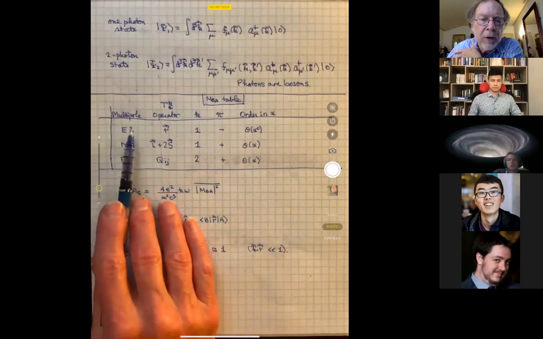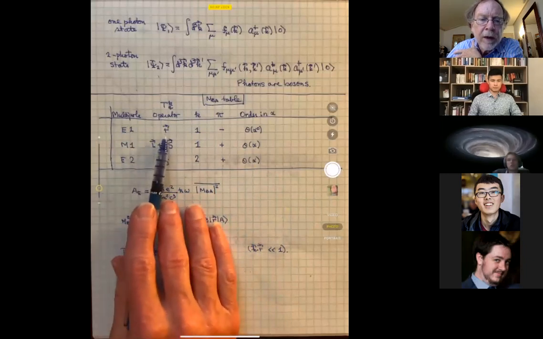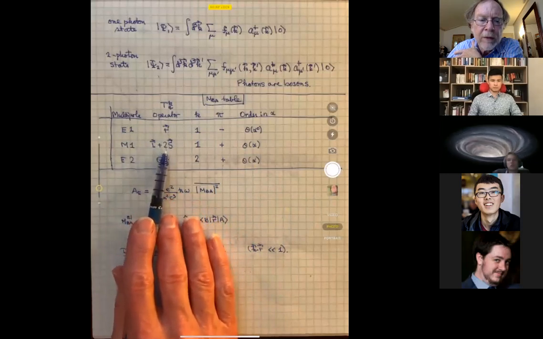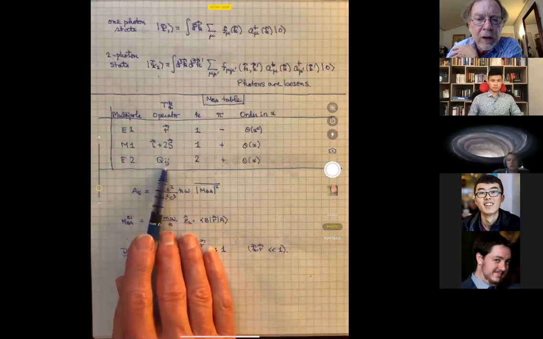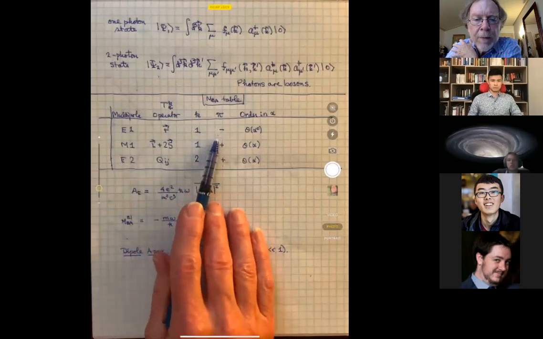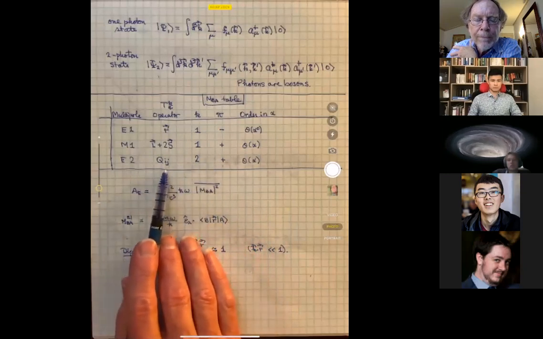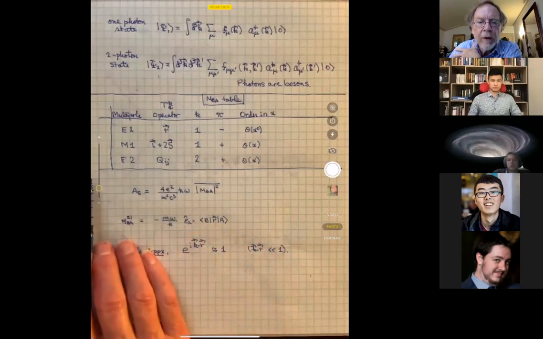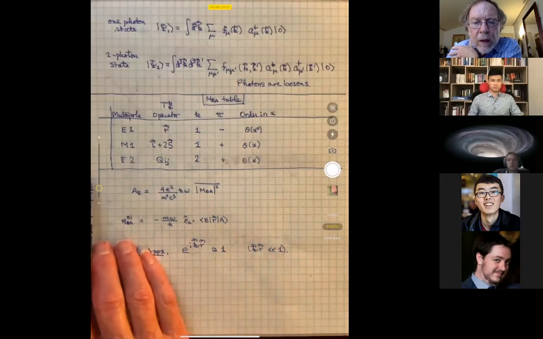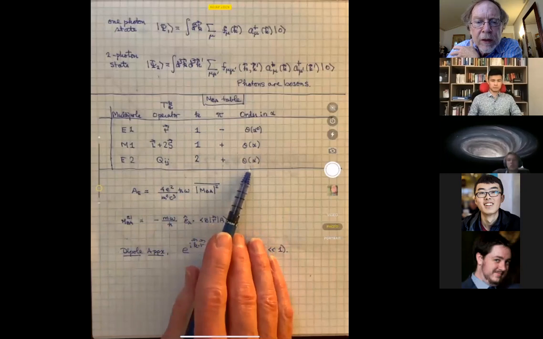There's the electric dipole, the magnetic dipole, and the electric quadrupole, and they have the corresponding operators: the position vector of the electron, the L+2s of the electron, and the quadrupole moment tensor of the electron. These have different K values and different properties under parity, and these things affect the selection rules of the matrix elements. Now, something I wanted to draw your attention to, which I think I neglected in the last lecture, is that these also have order in the fine structure constant.